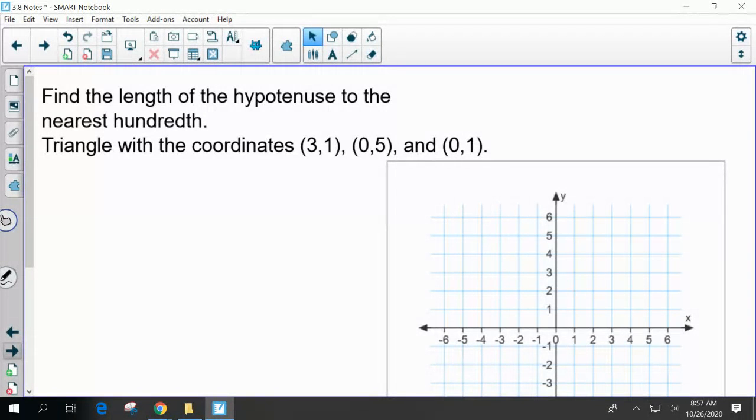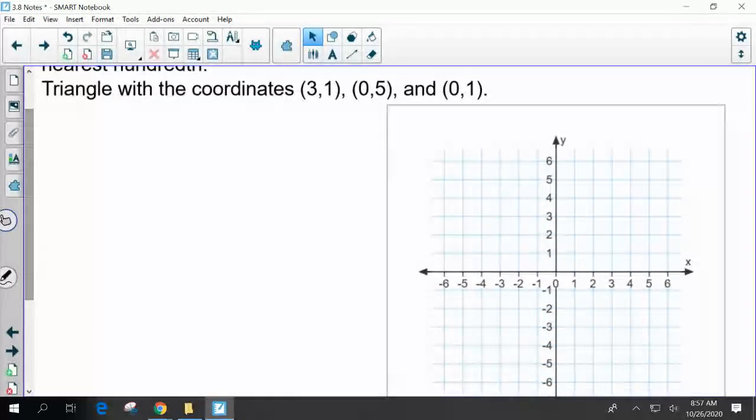Okay, for this problem, we're finding the length of the hypotenuse to the nearest hundredth, but we have to draw our triangle on a coordinate plane. So I'm going to plot these points first, and it should create a triangle. If it doesn't create a triangle, you did something wrong. So I'm going to plot these points, and I'm trying to find C, which is the hypotenuse. I'm going to plug it into the Pythagorean theorem, but first I need to count the sides of my triangle.